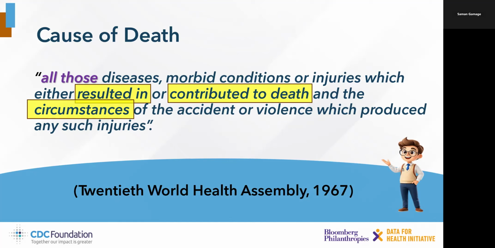This means there are two types of causes of death. There are some causes resulting in death, and there may be other causes contributing to death. Both types of causes we have to record in the medical certificate of cause of death. And the circumstances of the accident or violence. This means the death is caused by an accident or violence. The certifier should record the circumstances of the accident or violence.